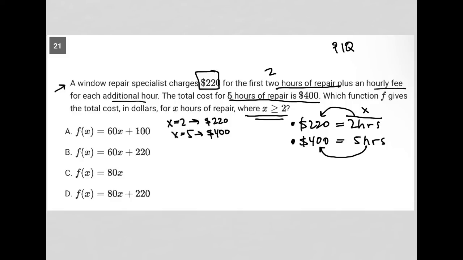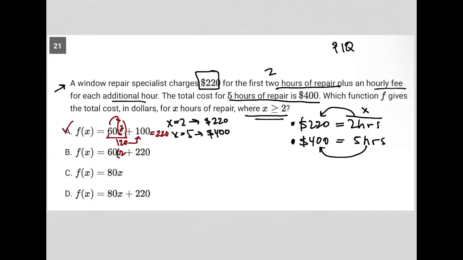So let's try that. Choice A, if x equals 2, right? So if I replace this with a 2, I'd have 60 times 2, which is 120. 120 plus 100 is 220. So that's pretty good. How about choice B?